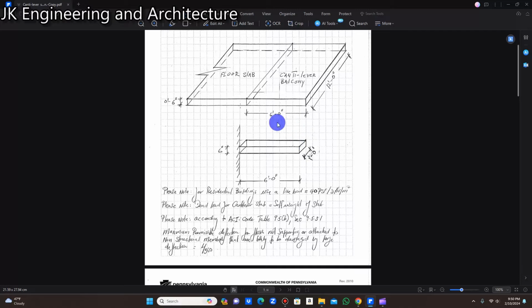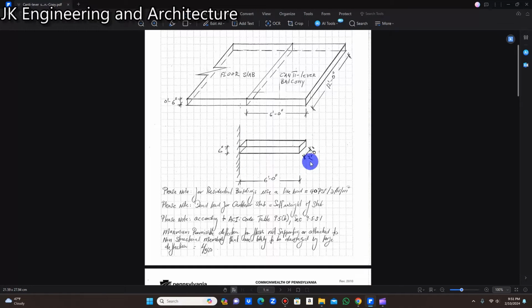So this diagram below here is the cantilevered balcony. If you'll notice, it projects away from the building 6 feet. And remember what I said in the intro, a cantilever is a member that has one end fixed. So this end here is the fixed end, and the opposite end is free. This end here is the free end, and this end here is the fixed end.